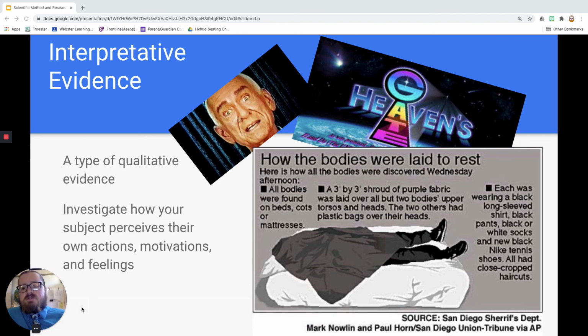Now, interpretive evidence is a type of qualitative evidence. But what makes it unique and what gets it its own slide in this story is that this is focused not on just what we can observe about somebody's behavior and maybe factors that we can see outside of them that would have led them to that behavior. In this case, our focus is on understanding how that person or those people, because sociology is focused on groups, how a group of people perceives, how they view and feel about their own actions and motivations, how they see their own feelings.